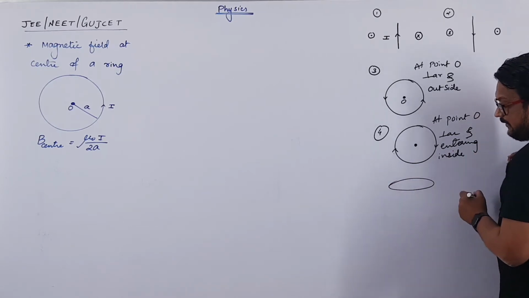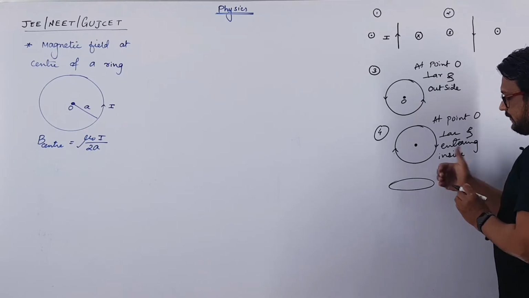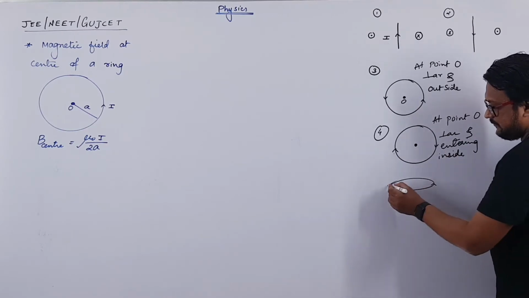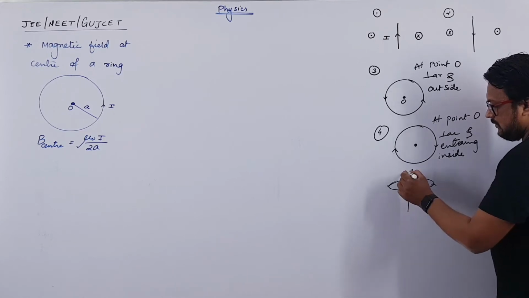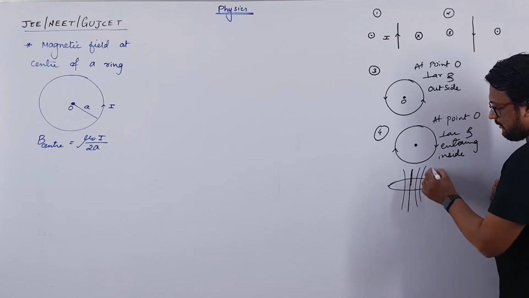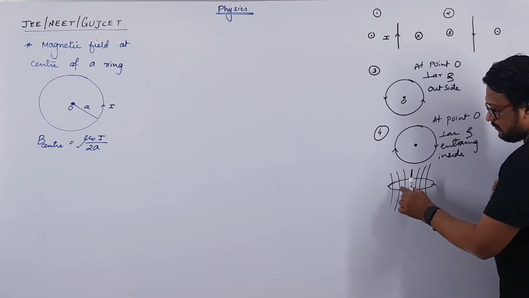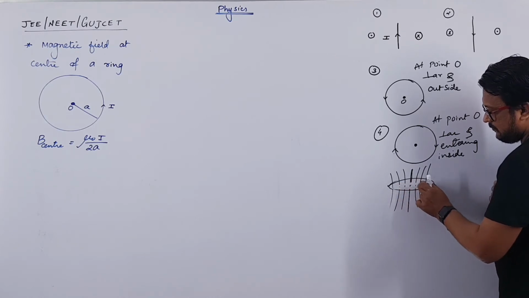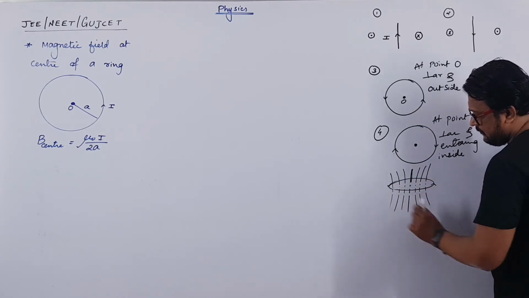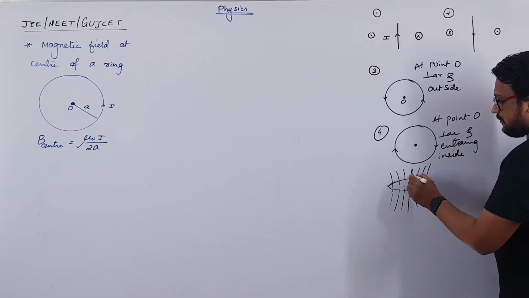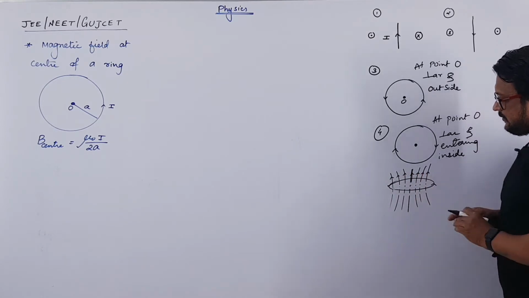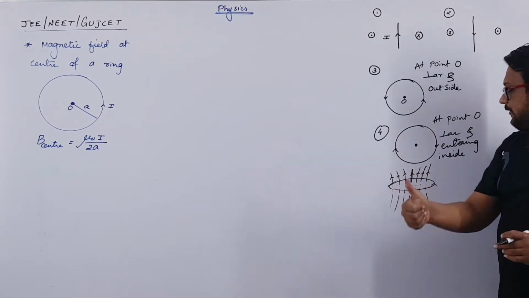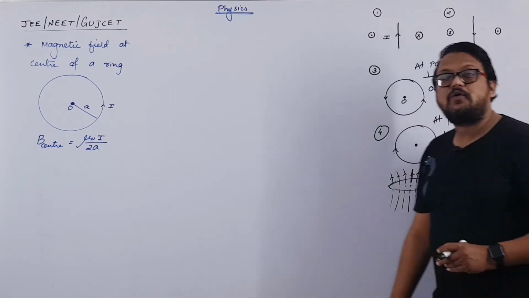If this is the current carrying ring and it is carrying current in, let us say, anti-clockwise direction, so in that case from center magnetic field will be like this. It is something like this. So it is perpendicular and coming out. This will be the direction of magnetic field, right? If it is in anti-clockwise direction like this, okay? This will be the direction of magnetic field for current carrying ring.